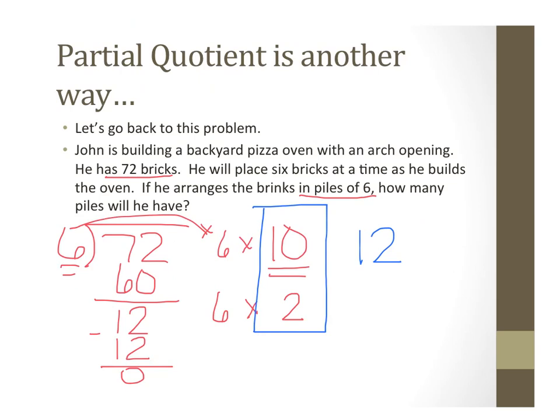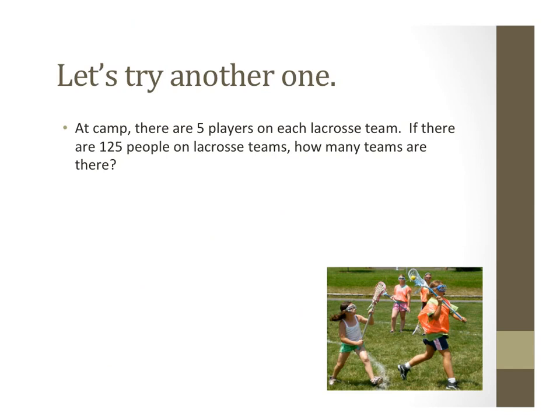Let's look at another problem using this strategy. At camp, there are 5 players on each lacrosse team. If there are 125 people on lacrosse teams, how many teams are there? I underline what's important. There's 125 people and 5 players on each team. So I know I'm going to need to take 125 players and put them in teams of 5.